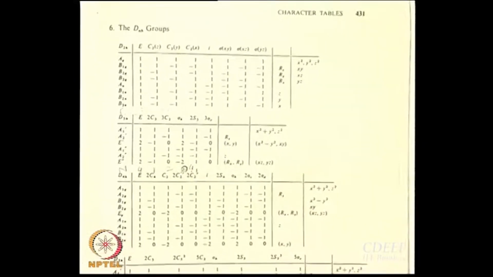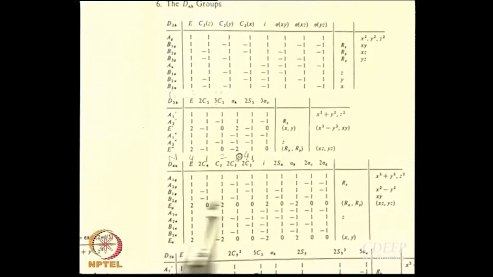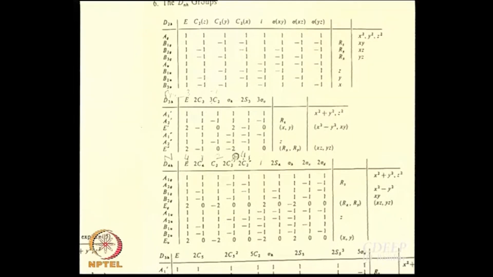Can you read now? What is chi xy for sigma h? 2. And what is chi for z? So, 2 minus 1 is 1, and number of atoms unchanged is 4, all right. Okay. What is left?